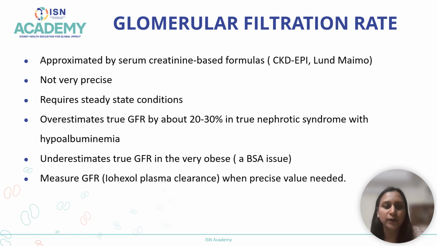The GFR is calculated by serum creatinine-based formulas such as the CKD-EPI formula. It is usually not very precise and requires a steady state condition. It overestimates the true GFR by about 20 to 30% in true nephrotic syndrome with hypoalbuminemia, and underestimates in very obese patients because of this issue of body surface area. If you're looking at the exact GFR measurement, then iohexol-mediated plasma clearance will give us the precise value.